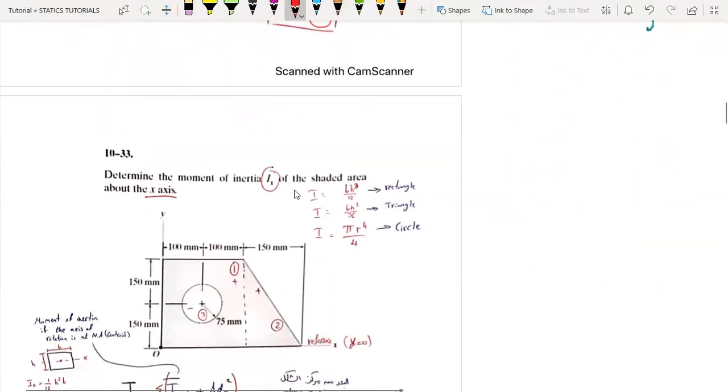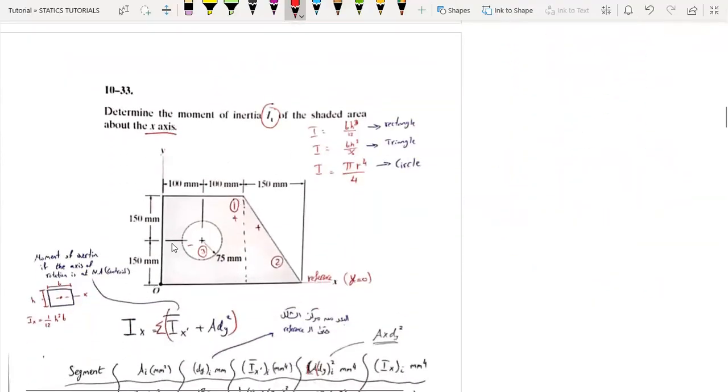Now here we have regular shapes, so as we did in the previous chapter on centroids, we will divide our system into small components. And if we have a hole, we will subtract it. We'll put a minus, the area will be minus. So we'll determine the moment of inertia Ix of the shaded area about the x-axis. Here is our x-axis, which is the reference, and it's required to find Ix.